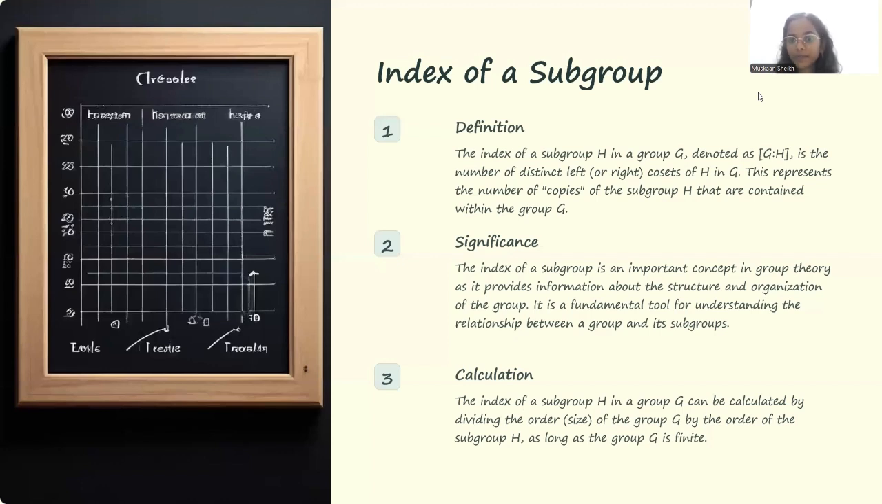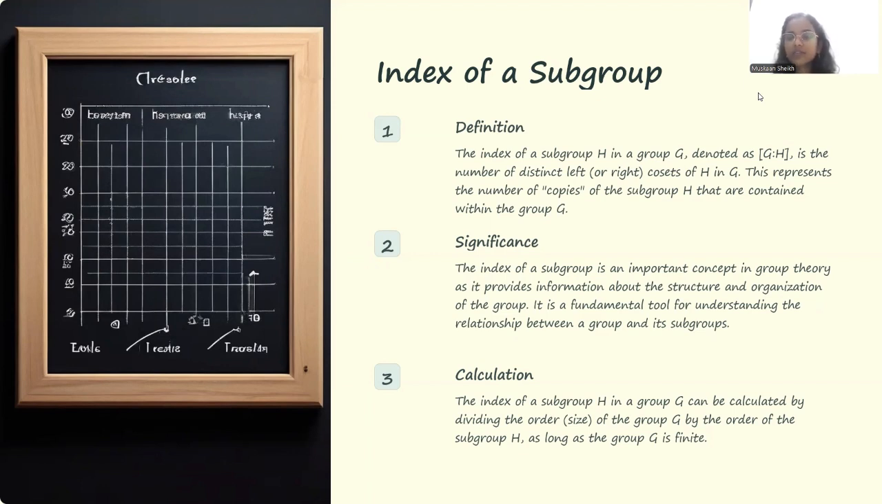Index of a subgroup. Definition. The index of a subgroup H in a group G, denoted as [G : H], is the number of distinct left or right cosets of H in G. This represents the number of copies of the subgroup H that are contained within the group G.